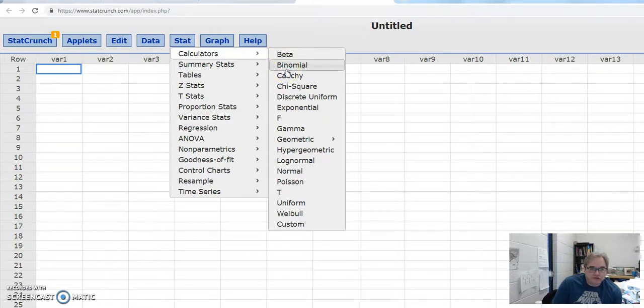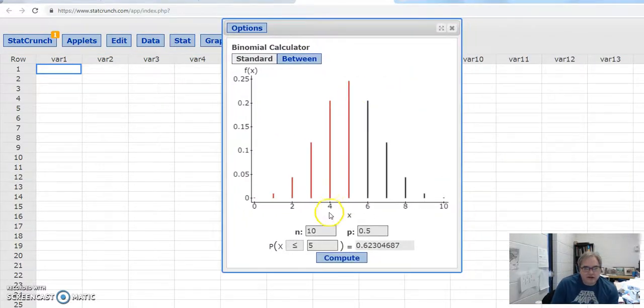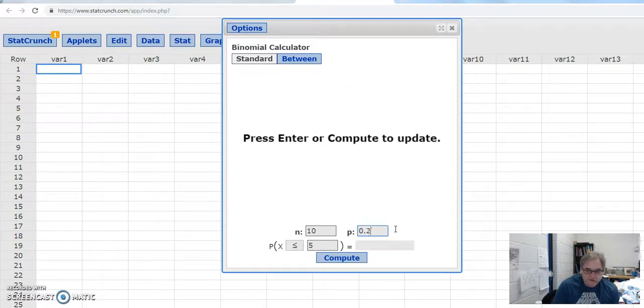You'll use one of these throughout the semester. But we'll go to Binomial. I'll bring this up. And this is the number of trials. So let's say we're flipping a coin 10 times. Let's say probability of getting a head is 0.2. And then down here is asking different questions. Probability, this is how many successes I'm looking for.